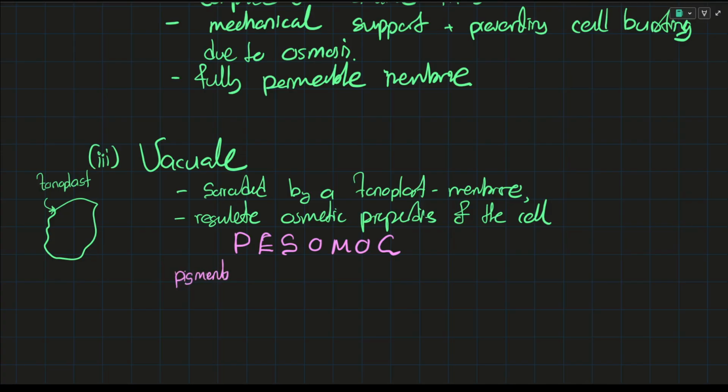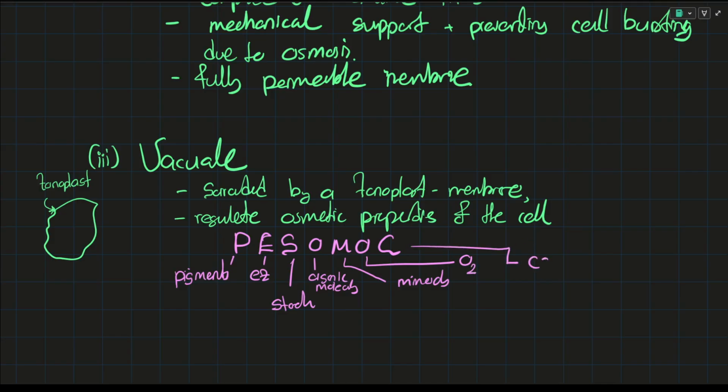P is for pigments, E is for enzymes, S is for starch. O would be for organic molecules. It can be anything. What about M? We're talking about minerals, sodium, potassium, all that stuff. O is for oxygen and the final C is for carbon dioxide. Constituents of a vacuole, pesomok.